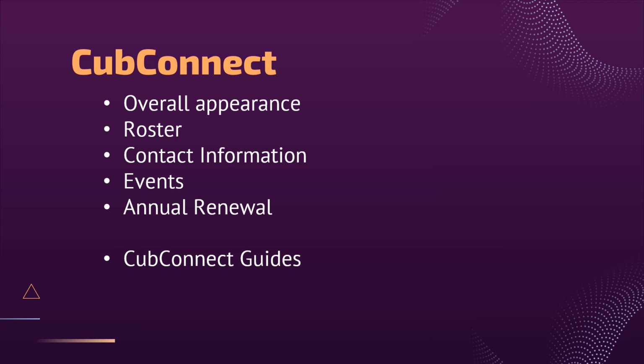UCA utilizes Cub Connect as our campus engagement platform. The president should regularly look over the RSO's Cub Connect page to ensure the overall appearance is how they'd like their RSO to be presented to campus. Students looking to get involved will browse available RSOs, and your page should give all the information they might need to contact you. An important part of Cub Connect is the roster page.